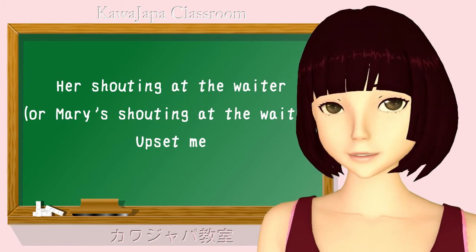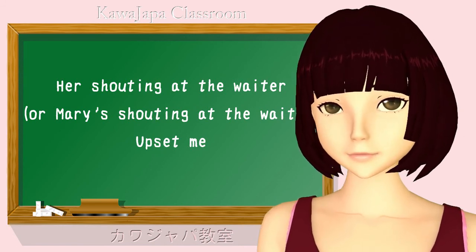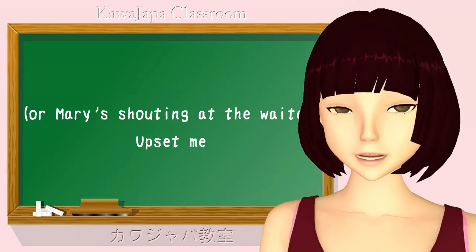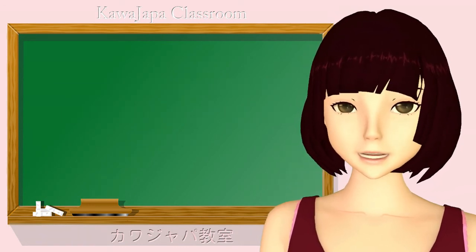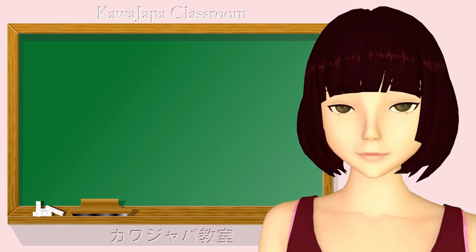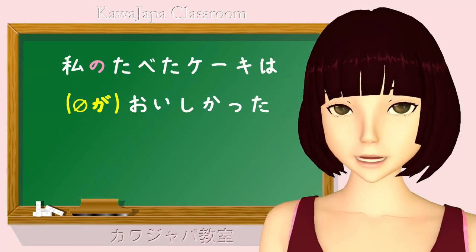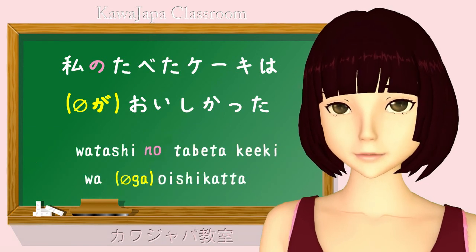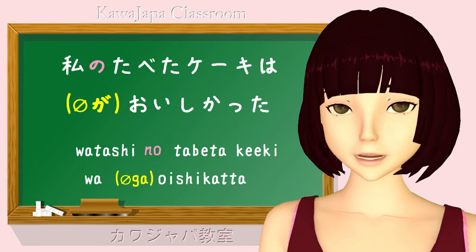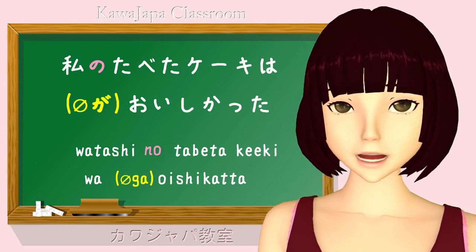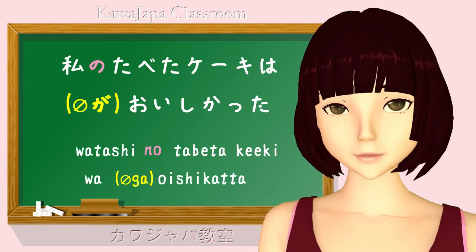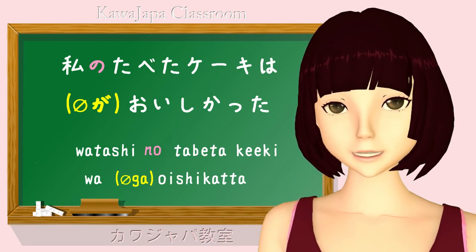We do something very similar in Japanese, only it doesn't turn the logical clause into a noun, it turns it into an adjective. So, we can say, Watashi no tabeta keiki ga oishikatta. My ate cake was delicious. It's working in exactly the same way. My ate cake is the cake I ate. I own the action. I did it.